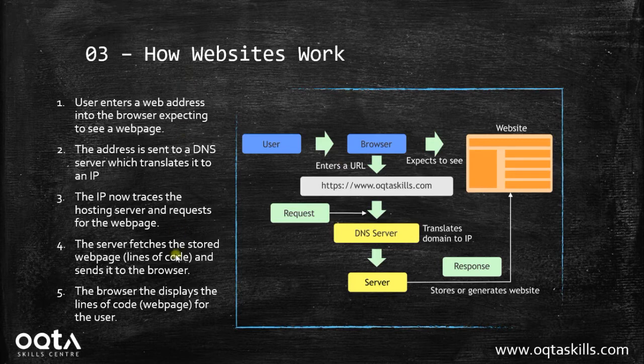So let me just finish with what you see here, then I'll give the explanation. So the IP now traces the hosting server and requests for the web page. Now the server fetches the stored web page, or the lines of code, and then sends it back to the browser. And then the browser now displays the lines of code that has been sent to it by the server.